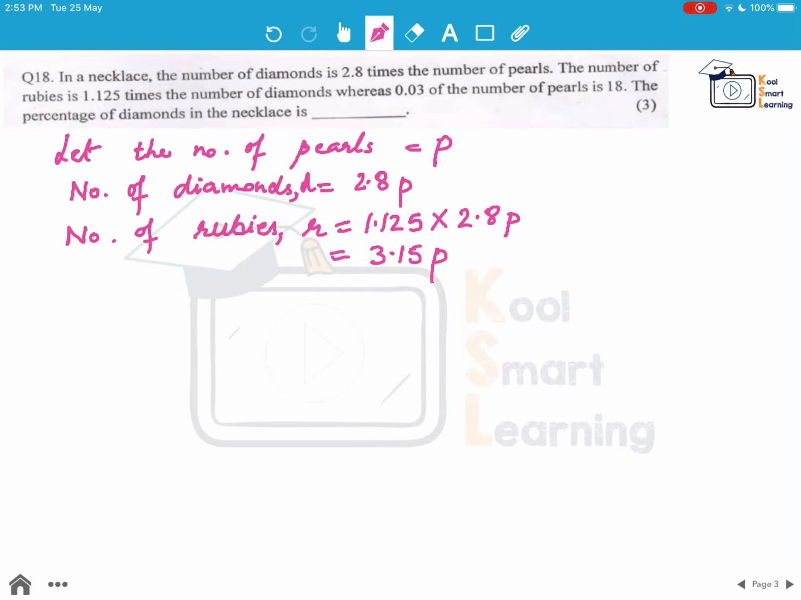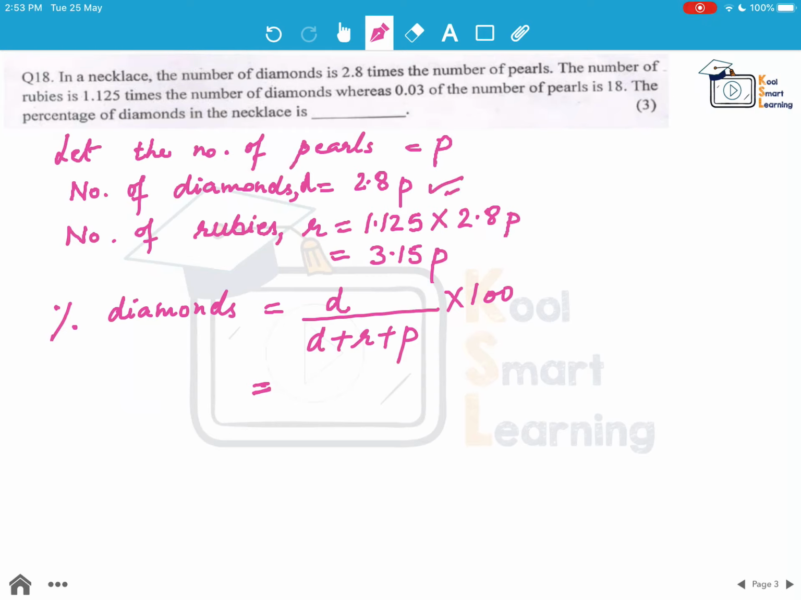Now we have to find out the percentage of diamonds in the necklace. So percentage of diamonds is equal to D divided by D plus R plus P into 100. Right? That will give us the number, the percentage of diamonds. So let's now replace these in terms of P. So we get 2.8 P divided by 2.8 P plus 3.15 P plus P into 100.